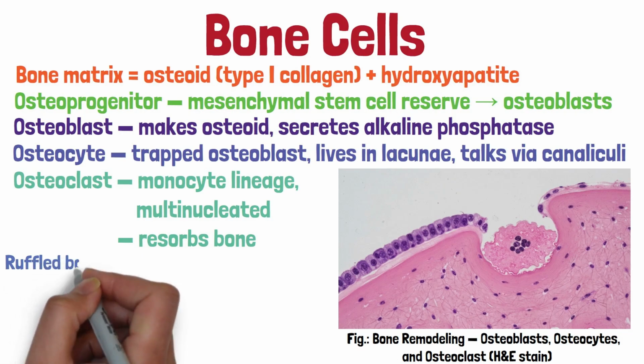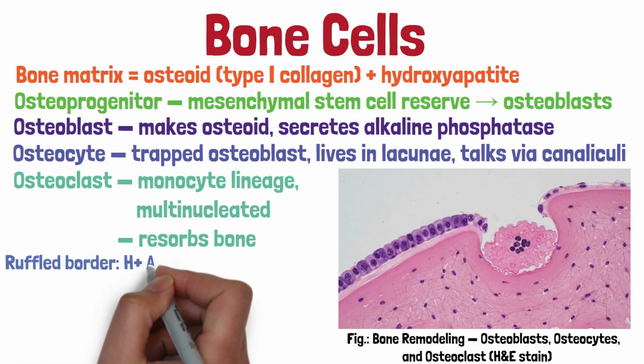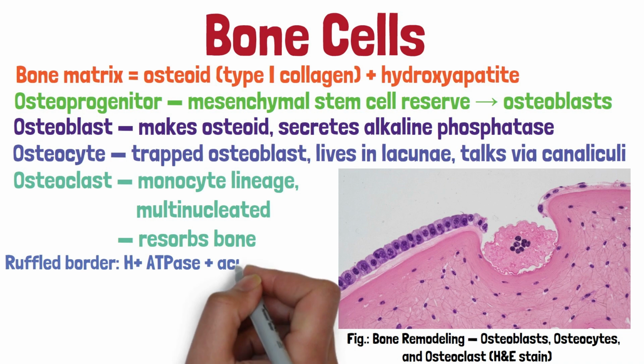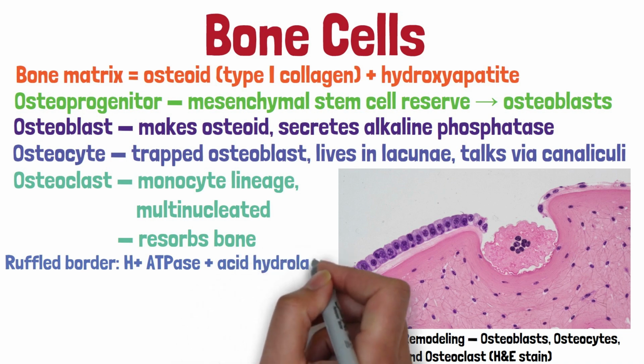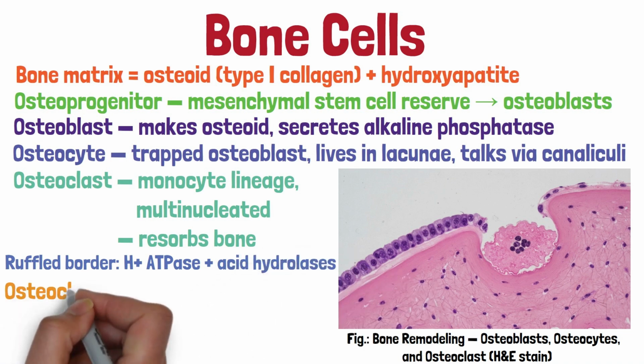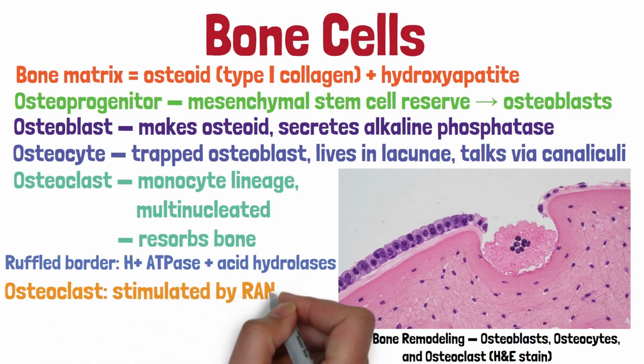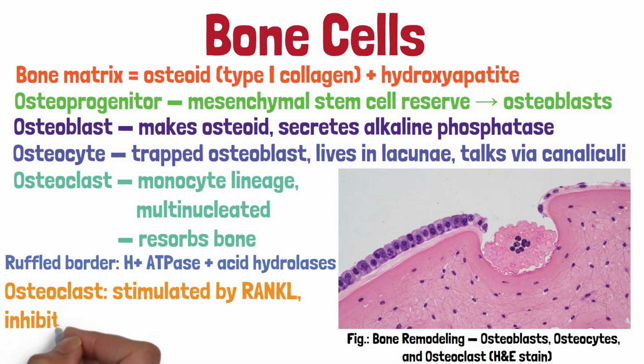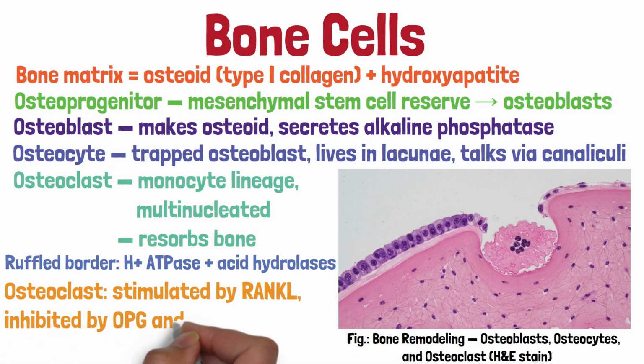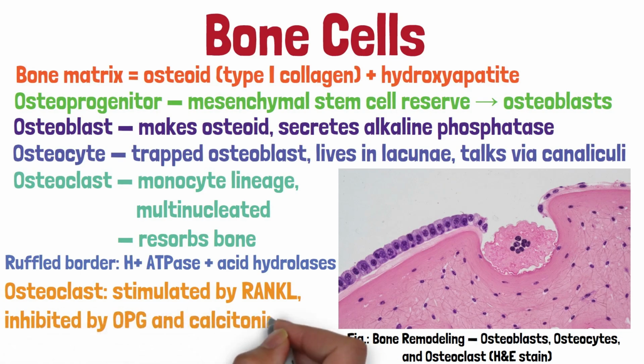It resorbs bone through a ruffled border, using H+ ATPase and acid hydrolases to dissolve the mineral and matrix. And the regulation is worth memorizing. RANKL stimulates osteoclast activity, while osteoprotegerin and calcitonin both inhibit it. That balance is what most bone pathology questions are really testing.